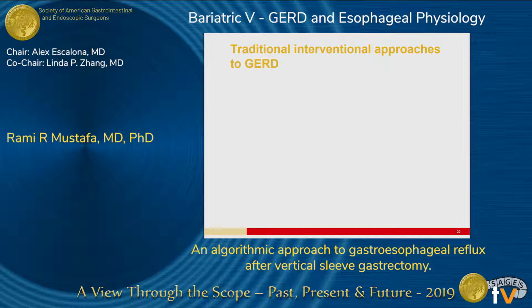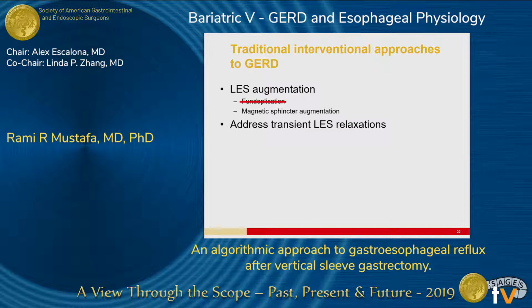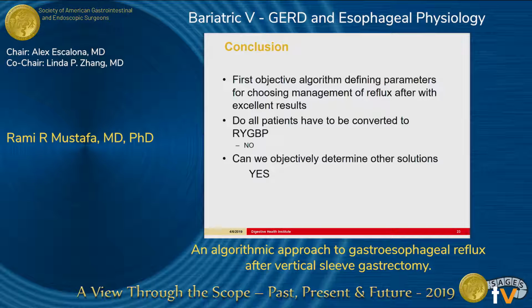There are traditional interventional approaches to reflux, including LES augmentation with fundoplication, which is no longer an option for these patients as the fundus has been removed, or magnetic sphincter augmentation. And then we do have a tool to address transient LES relaxations. And then these patients, of course, can undergo hiatal hernia repair. And after significant weight loss, hiatal hernias that may not have been significant can become a lot more significant. So this is the first objective algorithm defining parameters for choosing the management of reflux after sleeve gastrectomy.